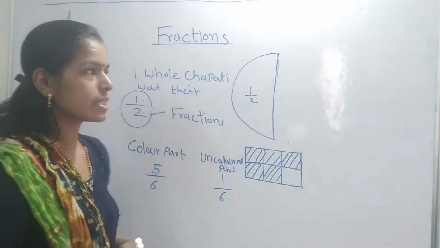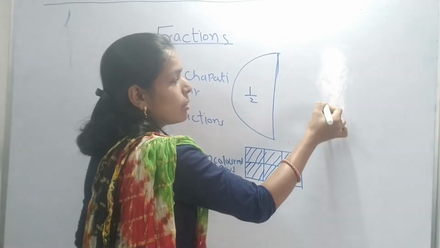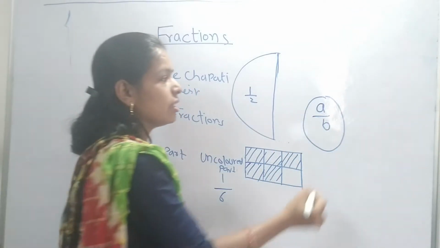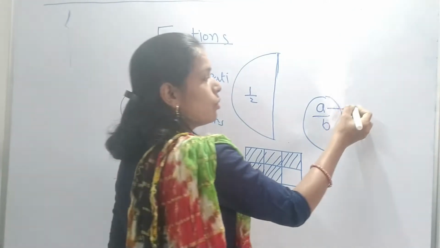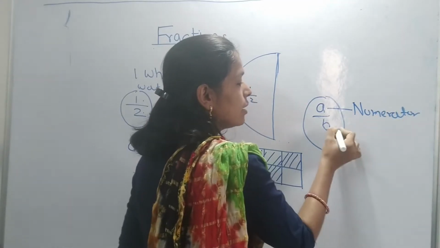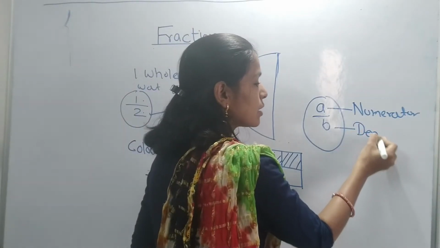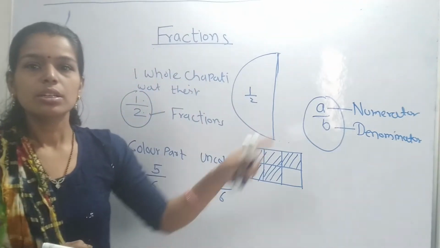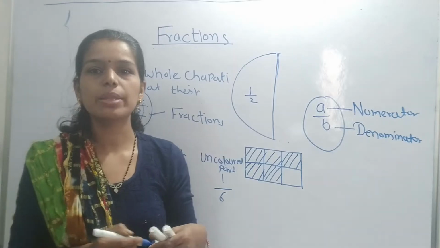So in short, you can say that a number of the form a upon b is called a fraction, where the upper part, that is a, is called the numerator of the fraction and the lower part is called the denominator of the fraction. Clear? The upper part is the numerator and the lower part is the denominator.